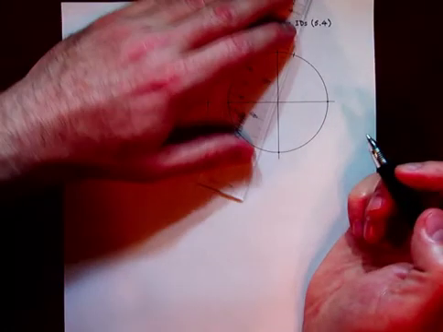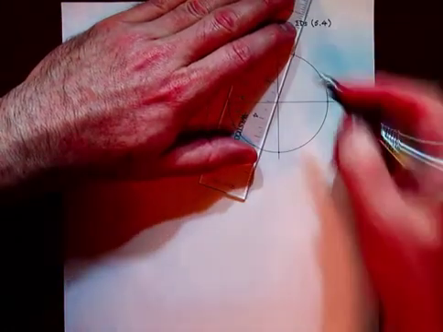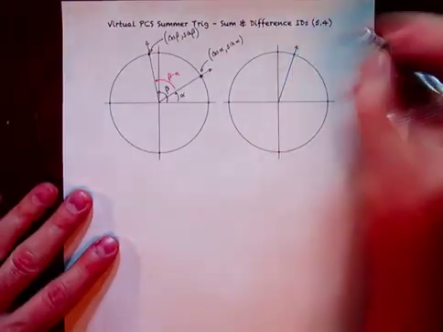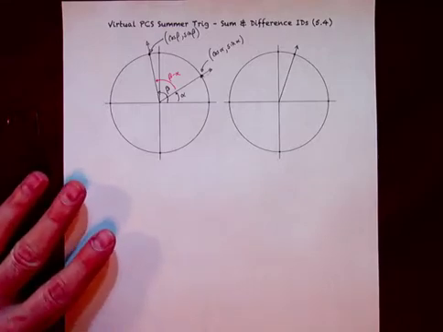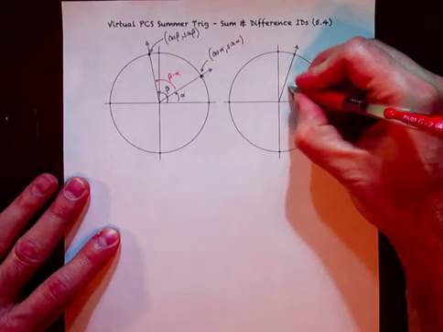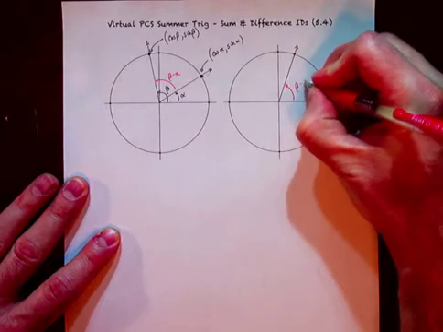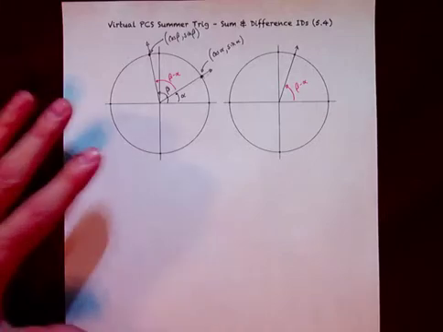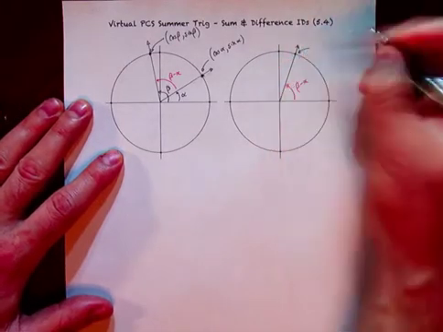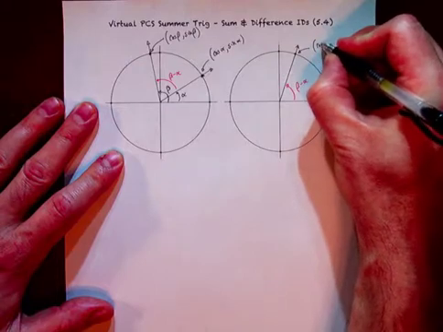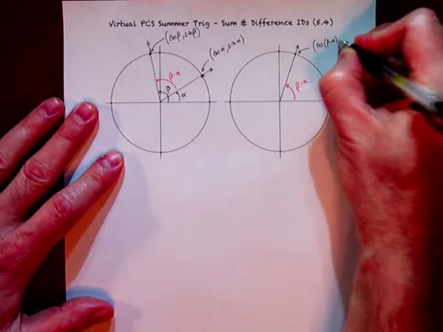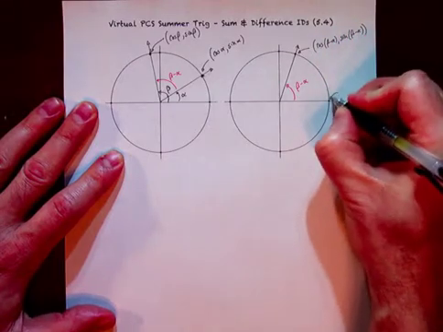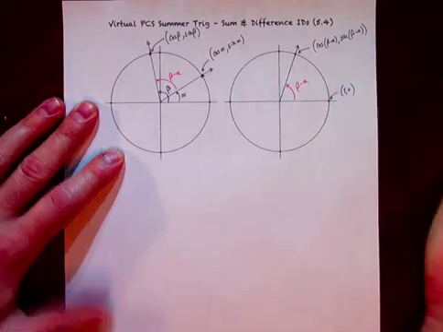It doesn't matter that it's in standard position here and not in standard position over here on this first circle, because either way it is going to be the same exact angle. If we've labeled it beta minus alpha over here, it's just as easily beta minus alpha over here. And this ordered pair right here is cosine of beta minus alpha and sine of beta minus alpha. This ordered pair is 1, 0.